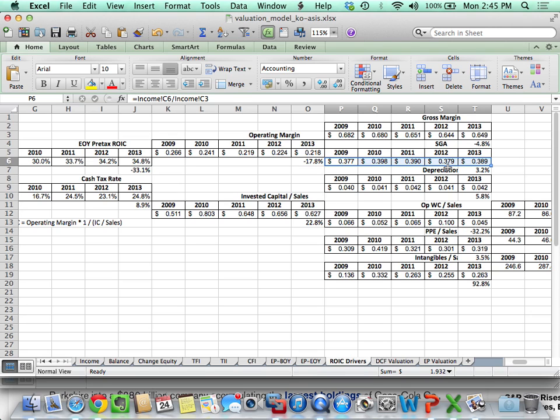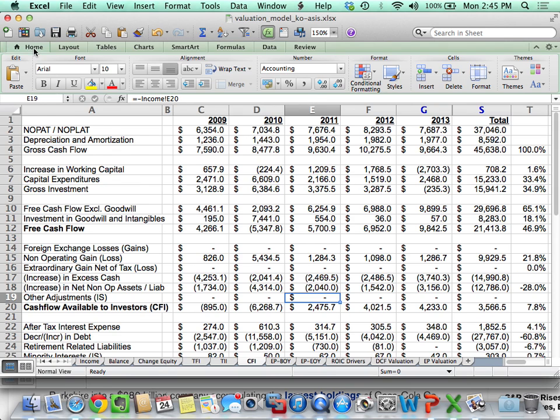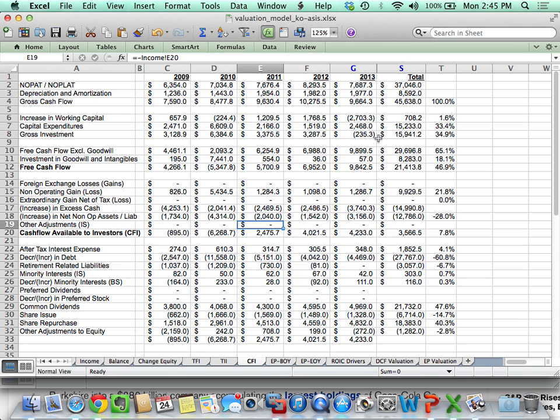The second analysis that you're going to have to do is called CFI. Shrink this a little bit. CFI is the cash flow available to investors. So as part of your homework, you converted to CFI. So now what we want to do is explain the CFI.